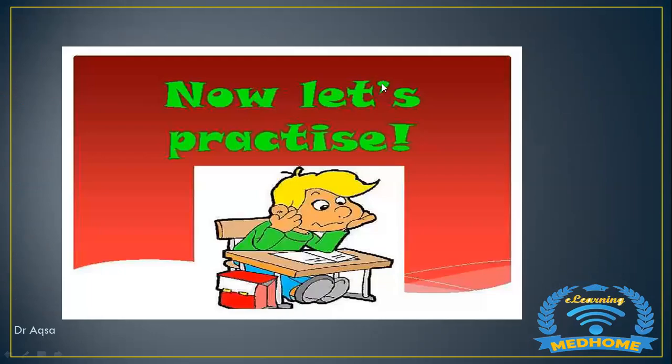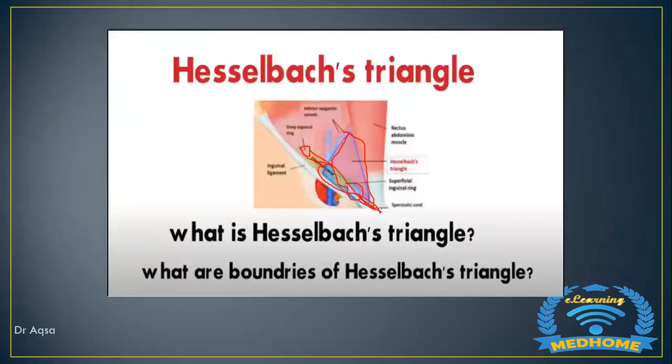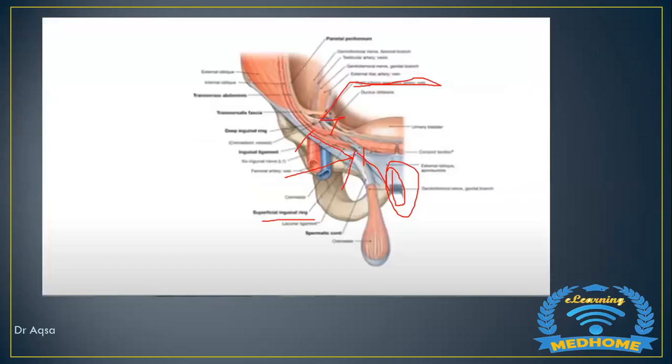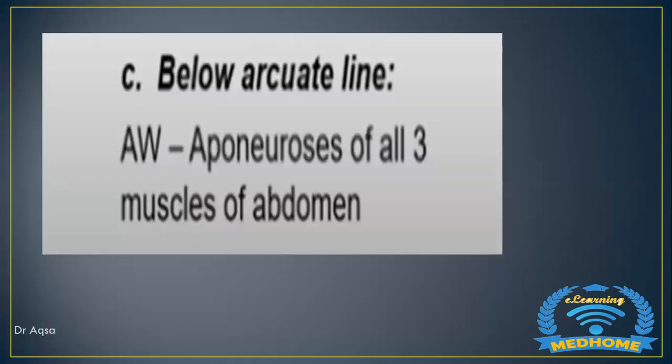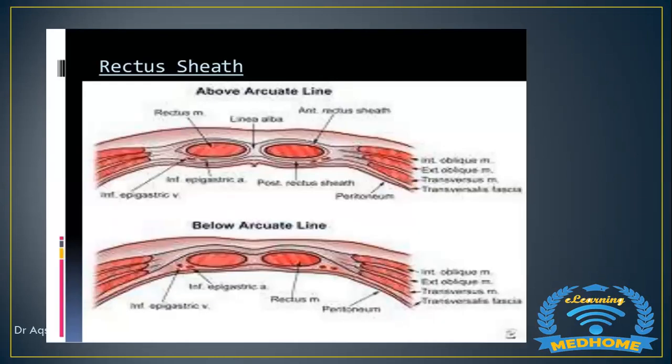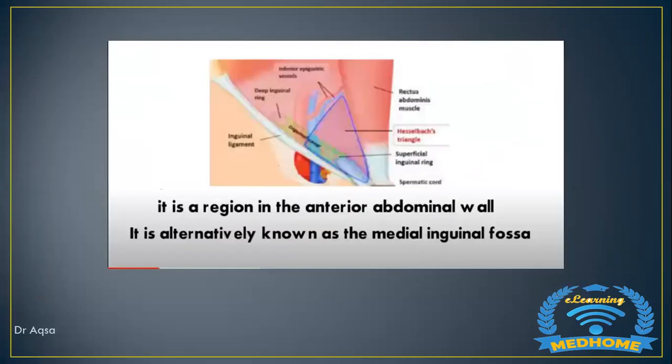Let me take you back to where we studied the internal oblique. Below the arcuate line, the aponeurosis of all three muscles, yes. I was thinking about a single muscle. I was recalling that. But yes, all three muscles. So what is going to be your correct answer? The correct answer is A.